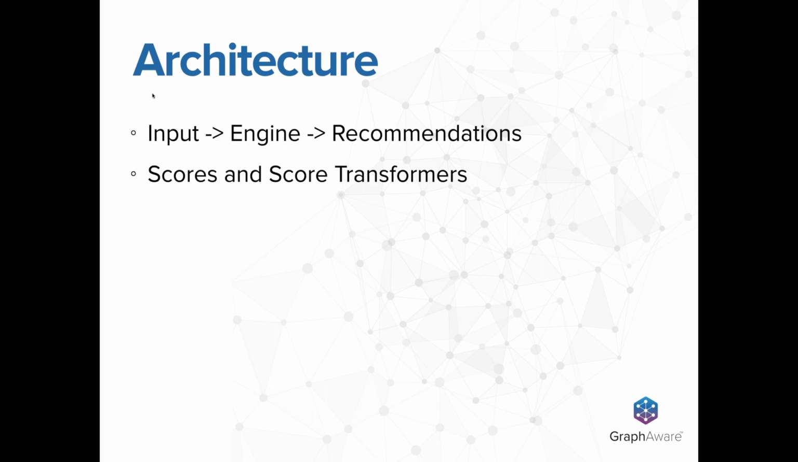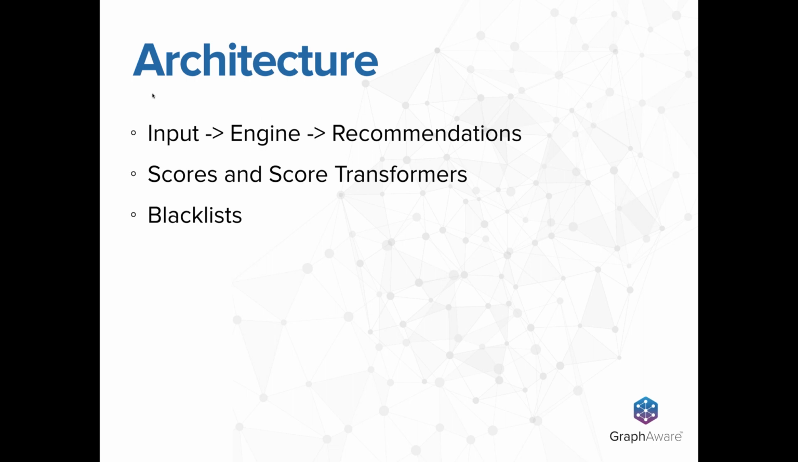We have a concept of scores and score transformers. So the whole library assigns scores to those recommendations and keeps them sorted by descending relevance. And you can transform these scores into different ones, and I will show you why you would want to do that. And for those transformations, you would use transformers.